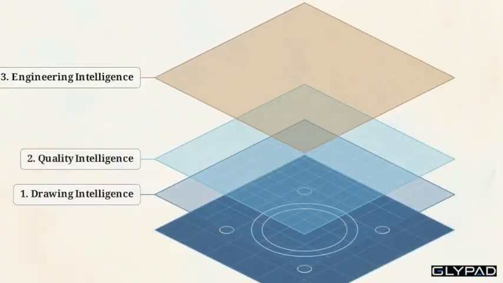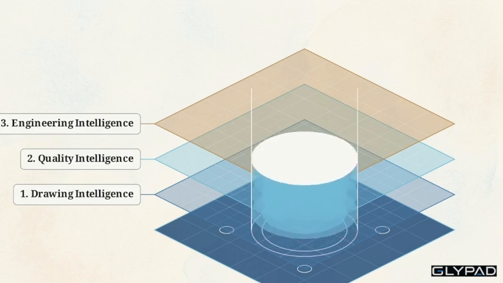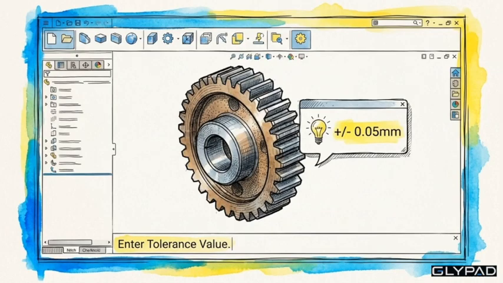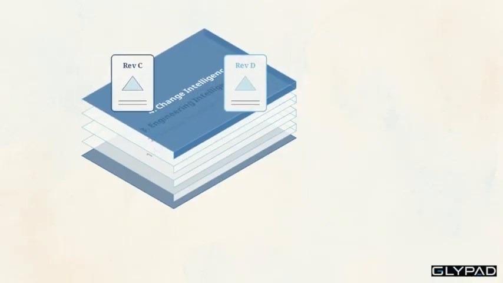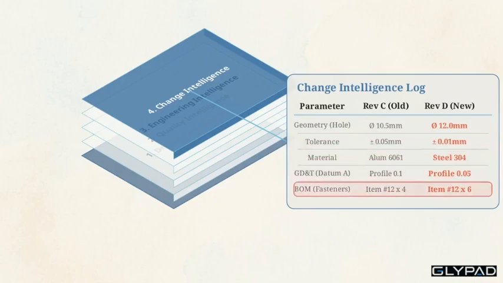The third layer is engineering intelligence. This acts as a partner that accelerates iteration, helping engineers refine designs without sacrificing control. Engineers can use text prompts to generate editable 3D CAD models, receive specific tolerance suggestions, and automatically identify gaps in the design. When those designs change, the fourth layer, change intelligence, manages revision control.